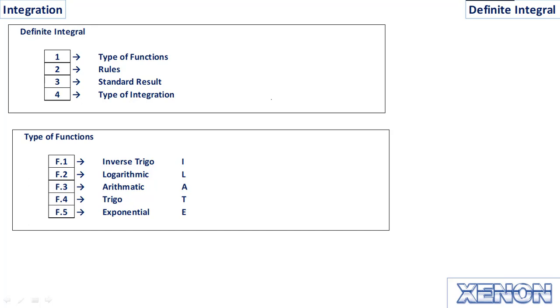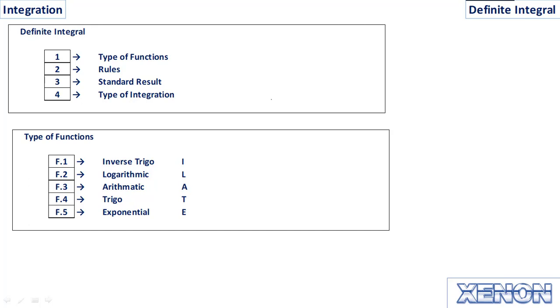Good morning everyone. In this lecture of integration, we will be dealing with definite integral. First of all, we will look at the type of functions, rules, standard results and type of integration. So basically, the type of functions are 5. These are inverse function, logarithmic function, arithmetic function, trigonometric function and exponential function.